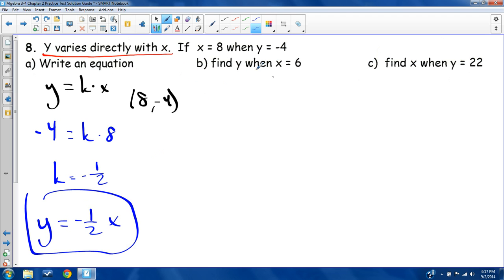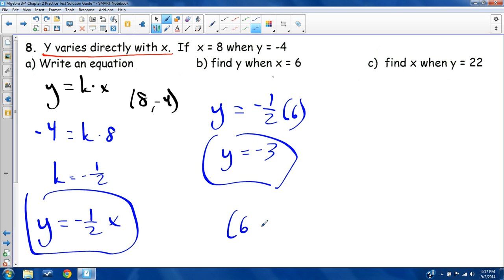Okay, part B, find Y when X equals 6. Simple enough. Substitution. We did this in the very beginning. So Y is negative 3. Another way of putting that is a point on your graph is 6 comma negative 3. Just like you have 8, negative 4. And just like you have 0, 0. So these are different points on your graph. They're all with the same slope of negative 1/2.